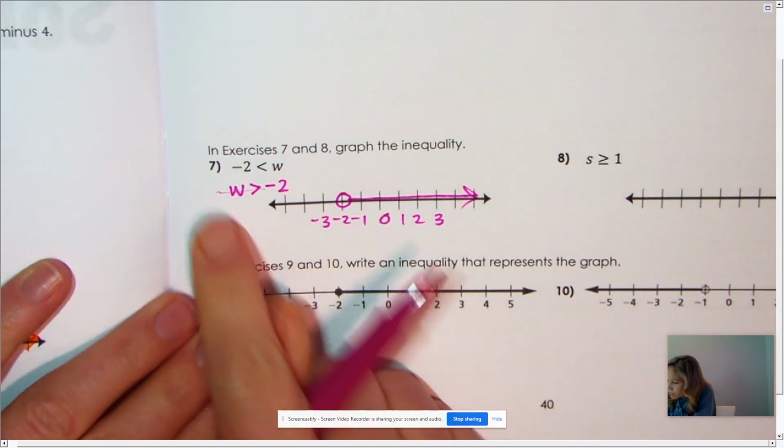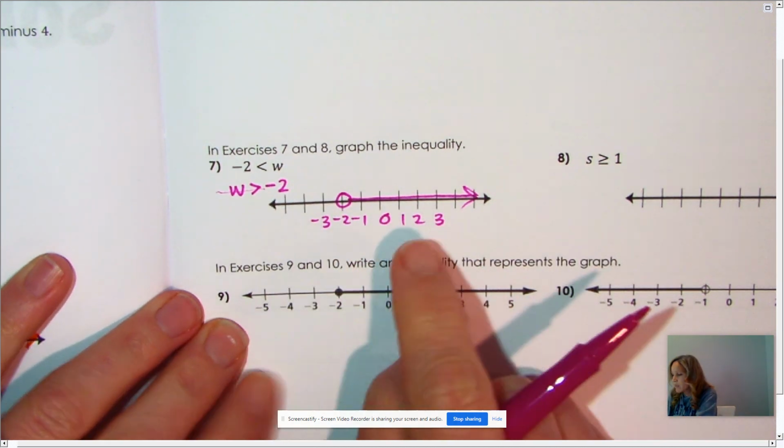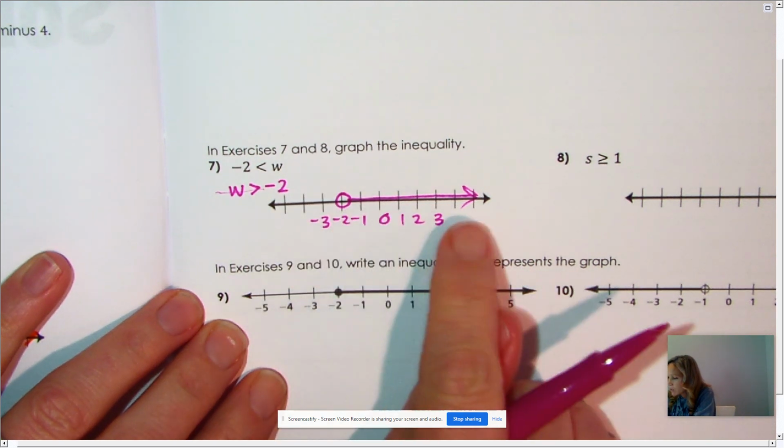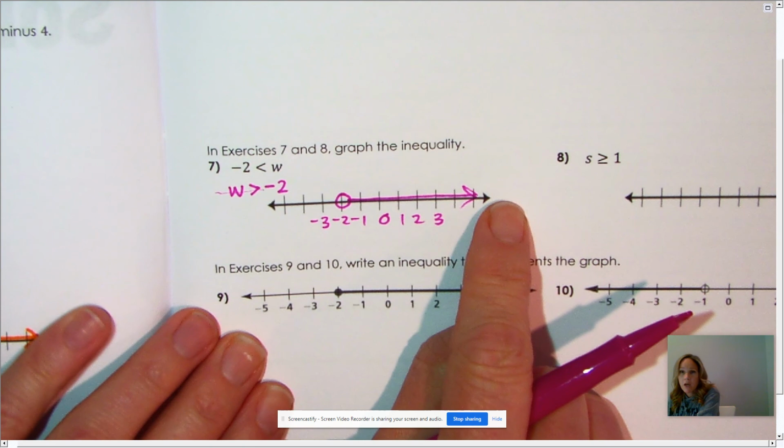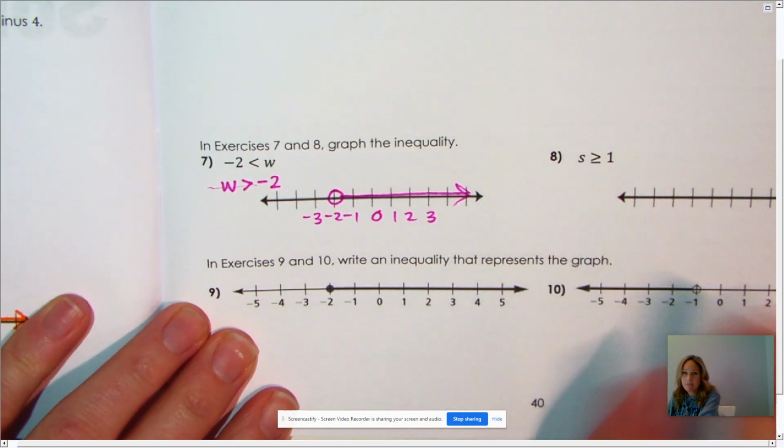Or you could also say W is greater than. So what are all the numbers that are greater than -2? Well, 1, 2, 3. Those are all bigger. So I want to go that direction. Okay, we're going to skip number 8, same type.